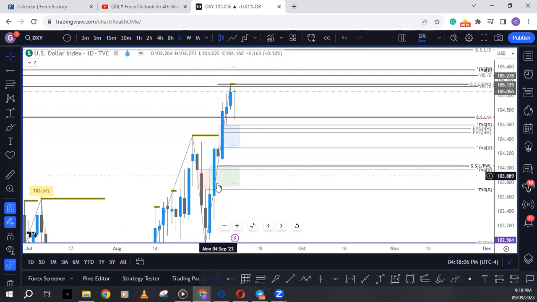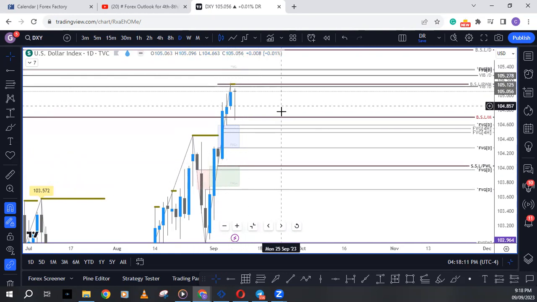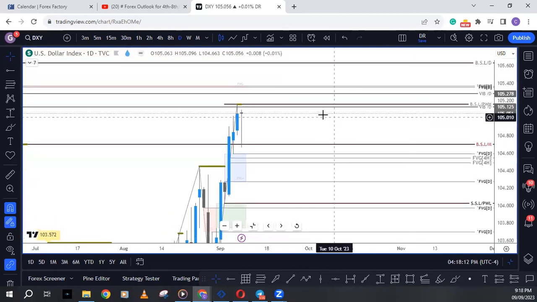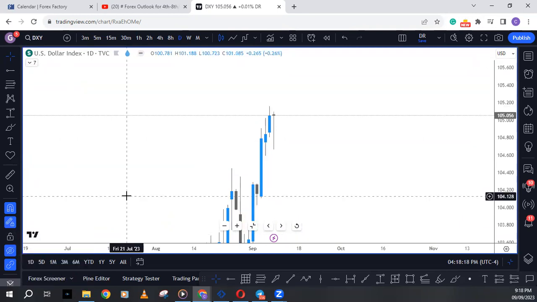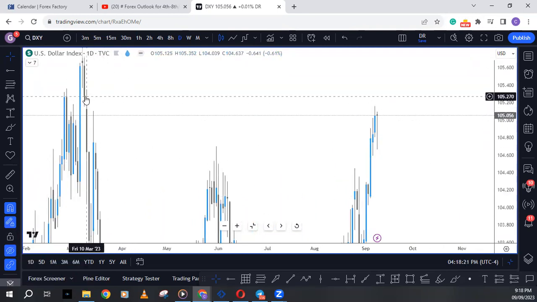It didn't drop. This was that fair value gap I was thinking price might drop into. So where price is now, price is at the volume imbalance on the daily. Let me remove everything. So this volume imbalance here, this open price, this close price here to this open price, you see there's a gap here.